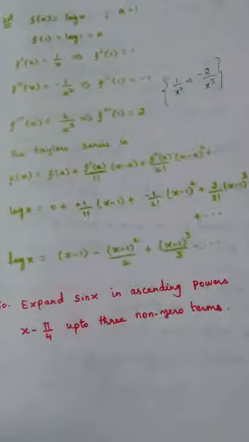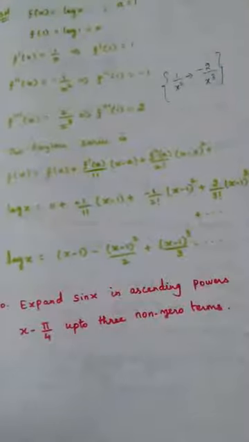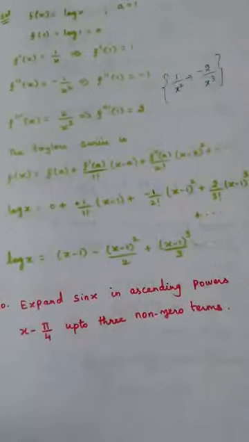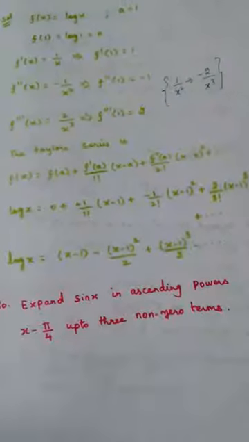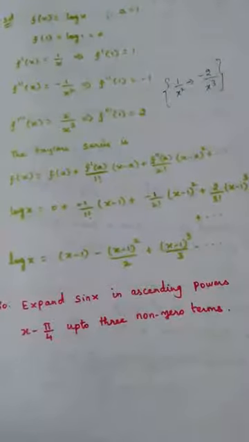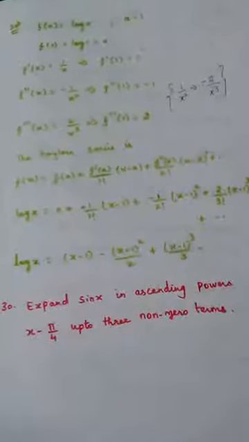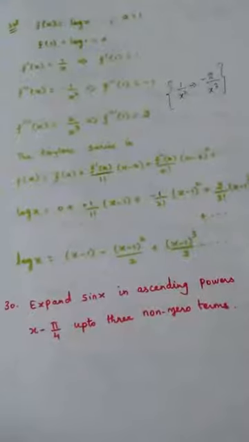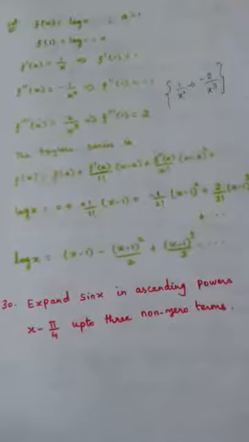Again, these are all same type of problems. First 2 problems we saw using Maclaurin series, the third we are doing in Taylor series. What is the difference? Maclaurin series means we'll put 0. Taylor series means the point they will be giving, that point we have to substitute and find out.